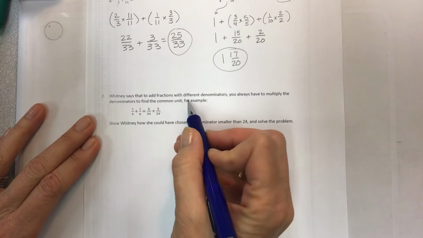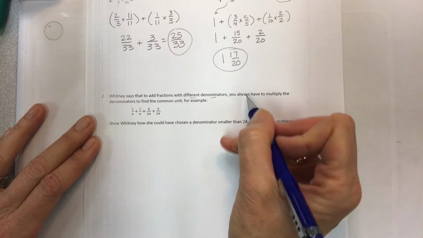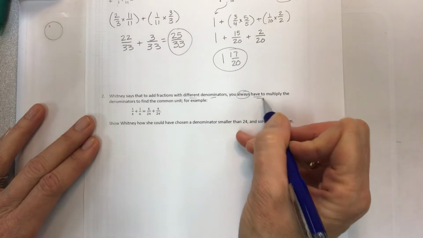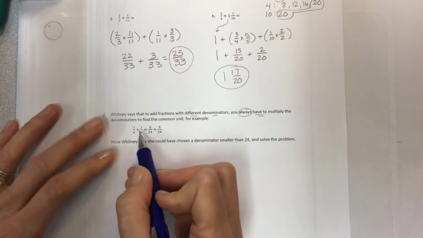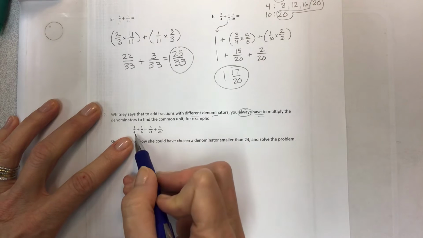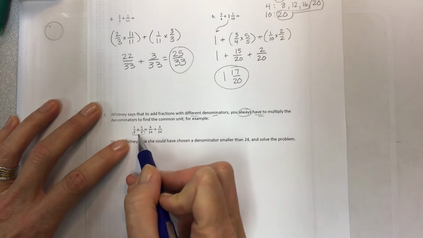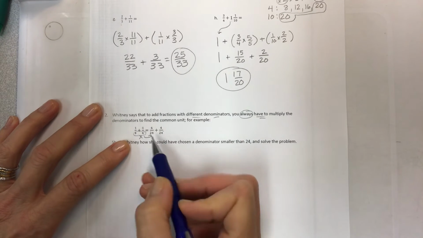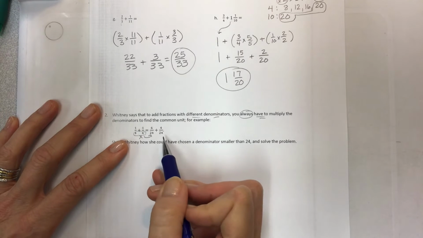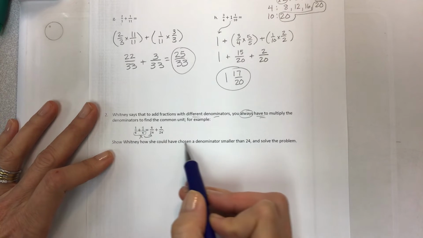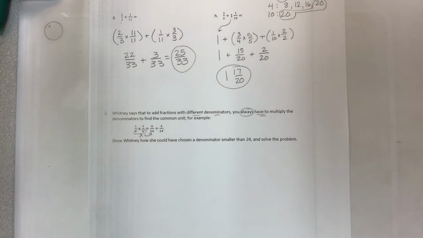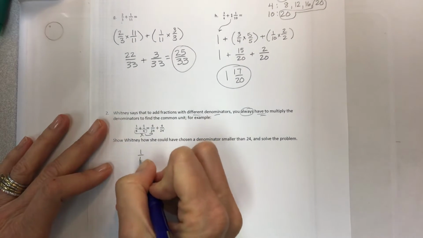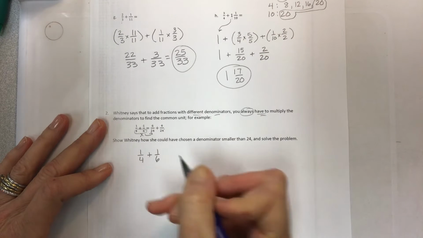Whitney says that to add fractions with different denominators, you always have to multiply the denominators to find the common unit. For example, 1/4 plus 1/6. Look, she multiplied these two and got 24. And I was just saying, what a hassle is that? So show Whitney how she could have chosen a denominator smaller than 24 and solve the problem. So the problem is 1/4 plus 1/6.